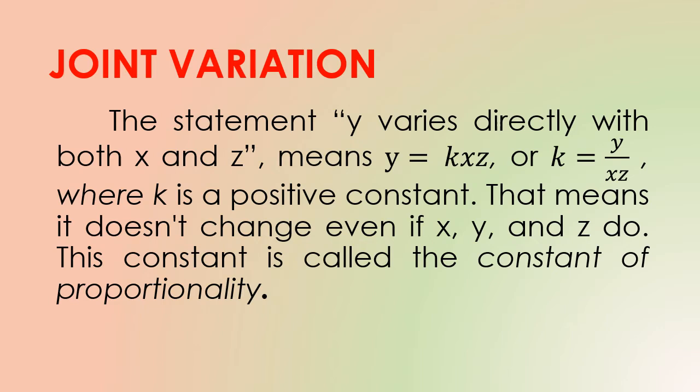The statement y varies directly with both x and z means y is equal to kxz. So y varies directly, so you have a constant, with both x and z. Like I said, it's just like direct variation: y is equal to kxz, or k is equal to y over xz, where k is a positive constant. That means it doesn't change even if x, y, and z do. This constant is called the constant of proportionality.